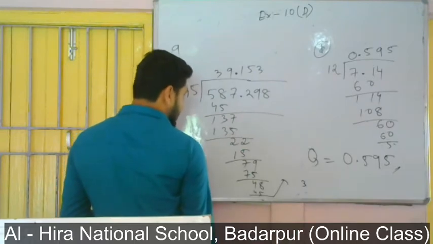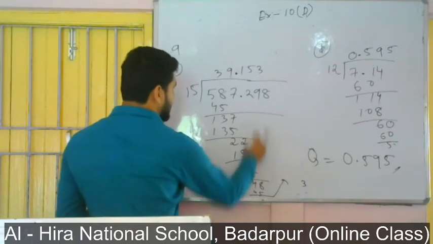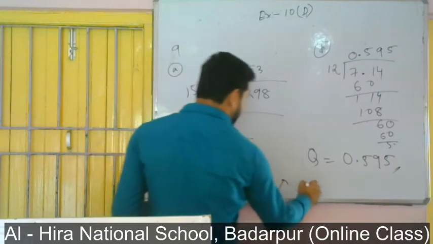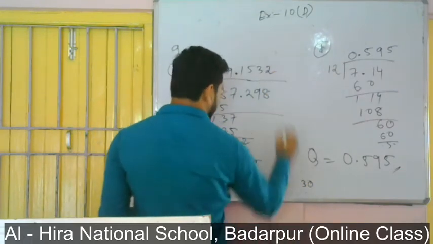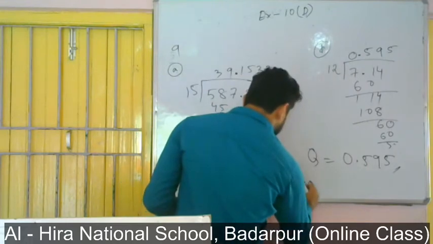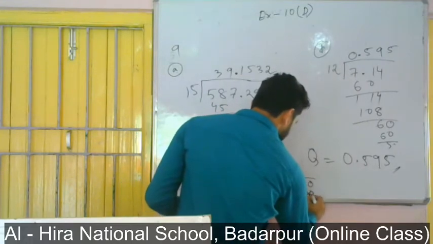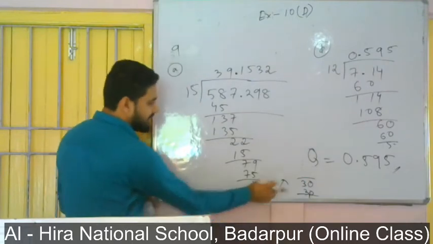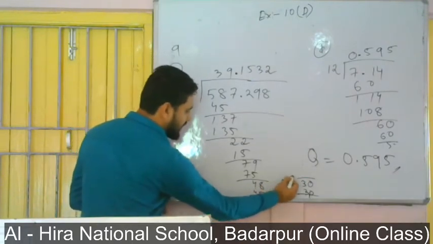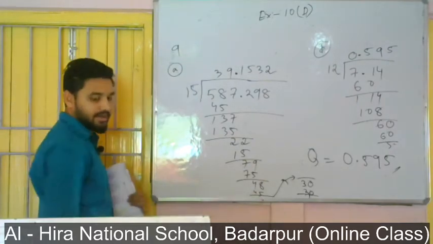So after that there is no digit, so point is there. We'll put point. Then 15 2s are 30. Okay, 30. So you can write what? After 45 you come to this step. There is no space, for that reason I have written here.